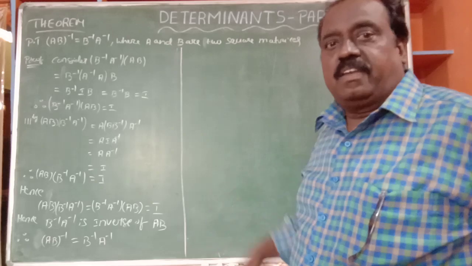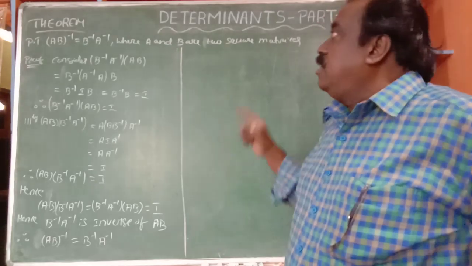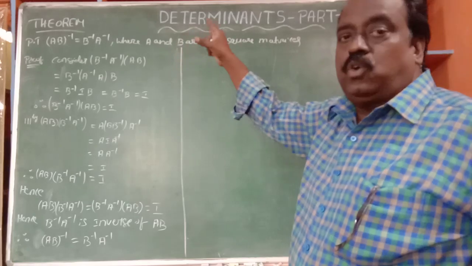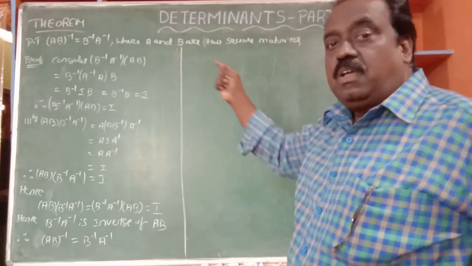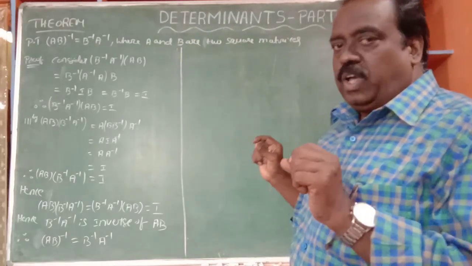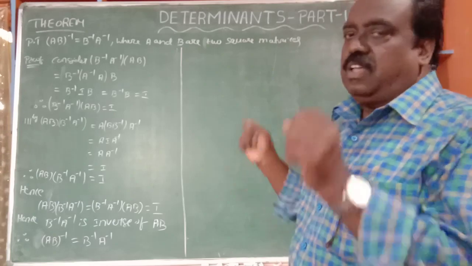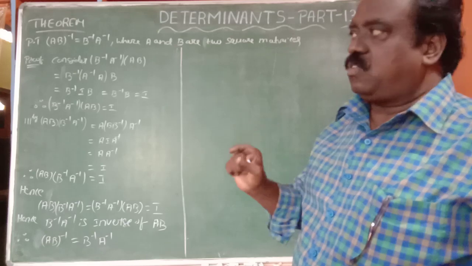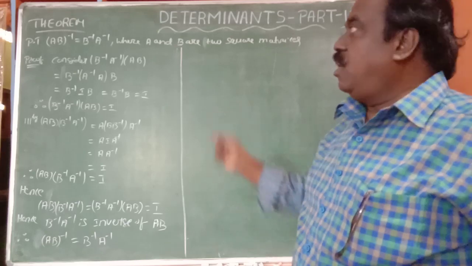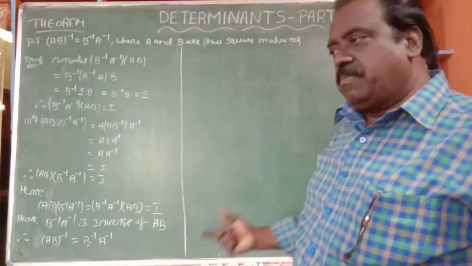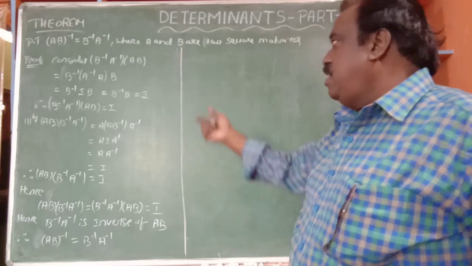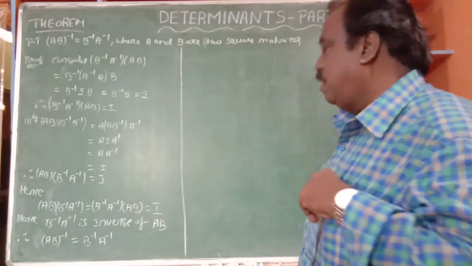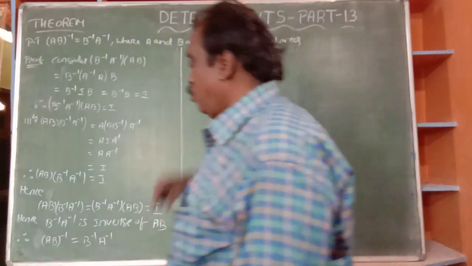There the proof is there. But here, the question will be asked: verify that AB whole inverse is equal to B inverse into A inverse by taking 2 examples, or otherwise they will give it in the exam itself. A is a 2 by 2 matrix, B is also a 2 by 2 matrix, and we have to verify that, or 3 by 3 also. But it is for our knowledge purpose, I am giving the proof. Okay, you see, observe me.